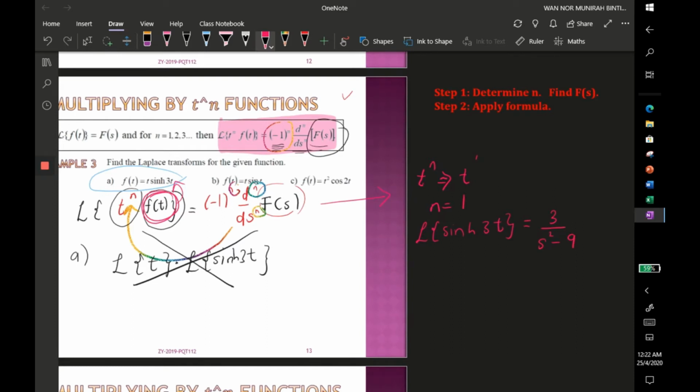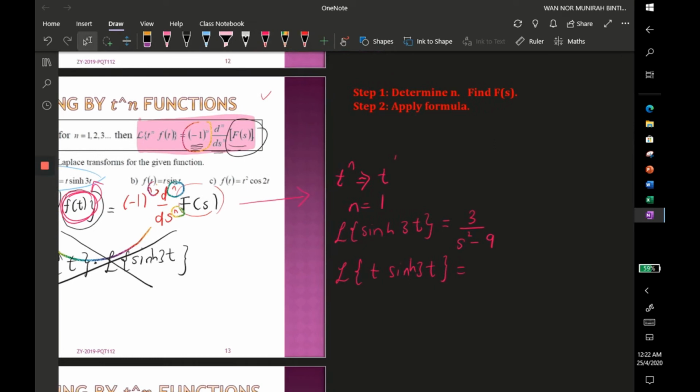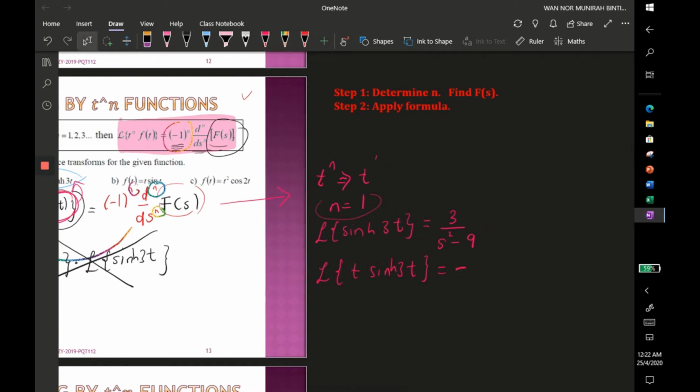Okay, so this is sinh 3t, but our question is Laplace of t sinh 3t. So the formula is, by the property, (-1)^n with n equals 1. (-1) to the power of 1, so you have a negative sign in front. And then you just need to differentiate your F(s) with respect to s once. Sekali je. One time only.